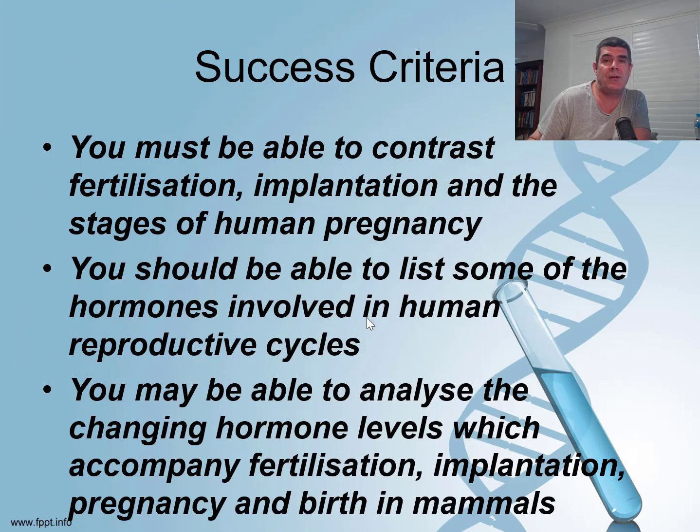So we're trying to give you some ideas about what success looks like when you're working through these activities. So as long as you can firstly define each of these terms, it's important that you can contrast fertilization, implantation, and various stages of human pregnancy, including birth, which follows. You should be able to list some of the hormones involved in the human reproductive cycle. So if you can start to link those hormones with the different stages, that would be an improved response.